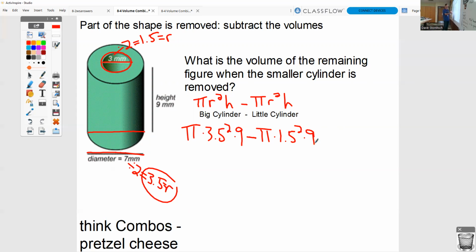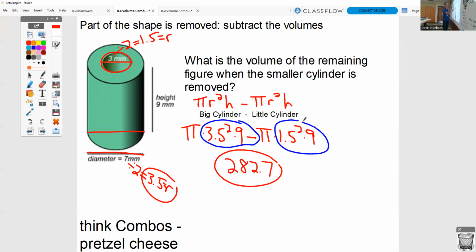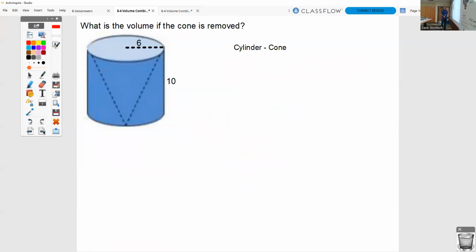Type that whole thing into the calculator, round your answer to the nearest tenth, you get 282.7. If we go to put it in terms of pi, you type in everything except for the pi symbol. So make sure you put your minus sign in there and you would get 90 pi. So again, if you're looking for the volume of the remaining figure, you have to do the bigger one minus the little one. So sometimes you have a different shape like this.